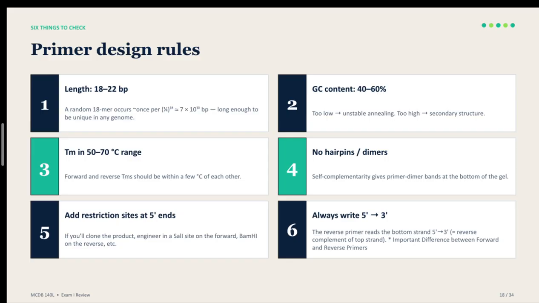For every base pair you have 4 choices: adenine, thymine, guanine, cytosine. So when you calculate how many potential sequences you have, it's 4 raised to the power of 18, which means you have about 7 times 10 to the 10 possibilities. So you can adjust the length based on how long your genome is.